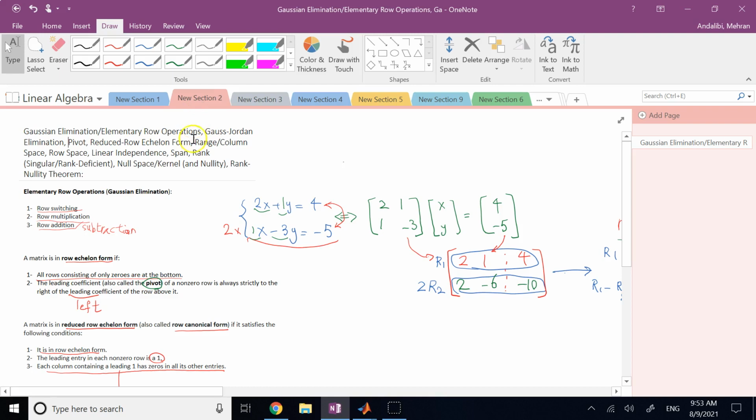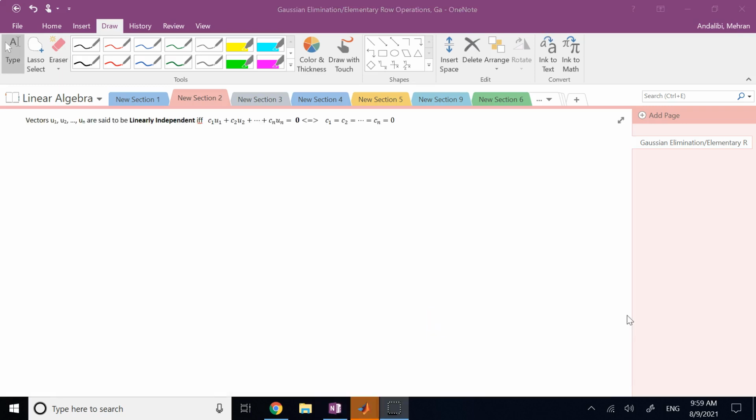So now that we learned about all of this, now we need to talk about the range or the column space, the row space, linear independence, span, rank, and so on and so forth. Okay, so we say a bunch of vectors u1, u2, all the way to un are linearly independent if and only if the linear combination of them is equal to vector 0 when and only when the coefficients are all 0. So no other non-zero combination of these coefficients, right?